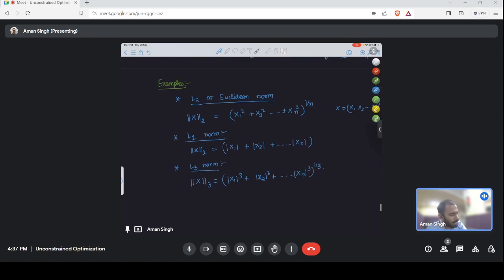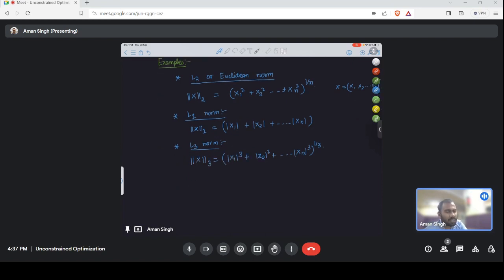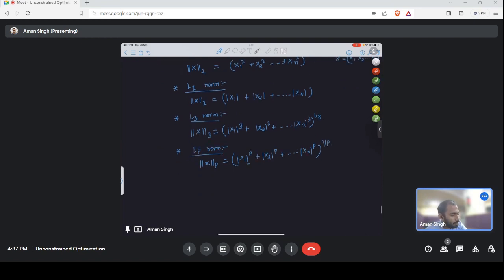So you can see a pattern here, right? This is one of the functions. You can define it any other way too. These are some common norms that are used. In general, the Lp norm means absolute x1 to the power p plus absolute x2 to the power p plus absolute xn to the power p. You take the absolute value because it has to be positive. So this is a general p norm.